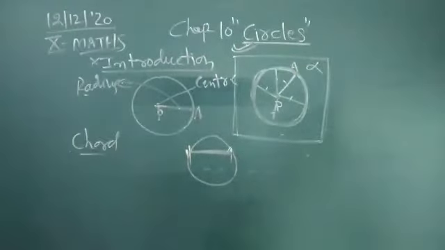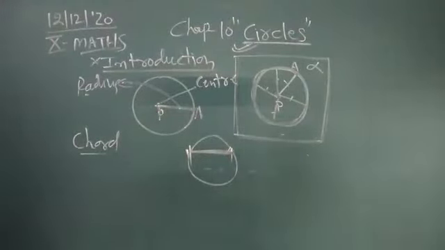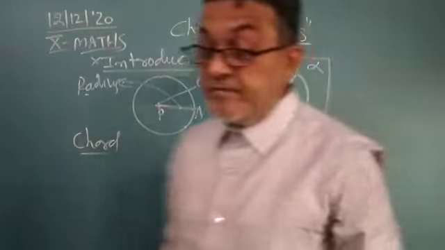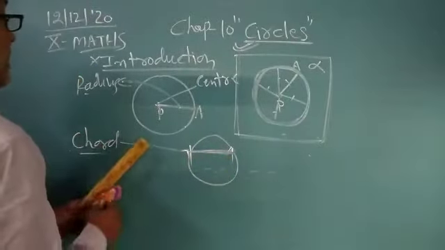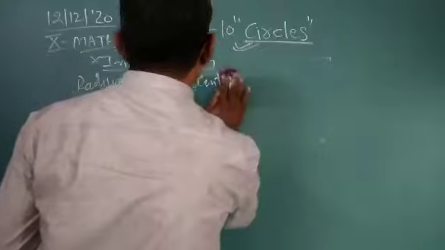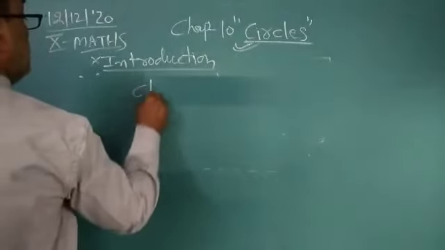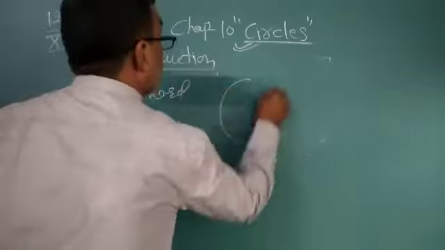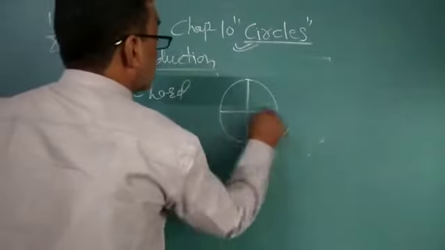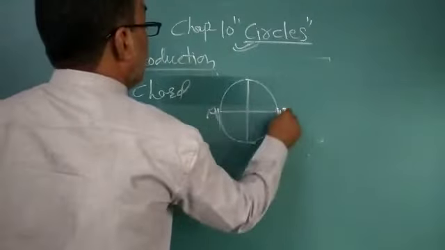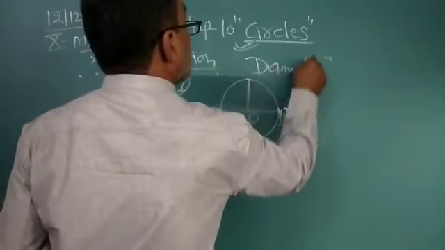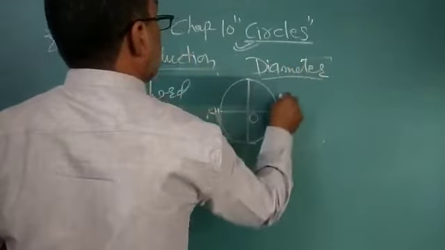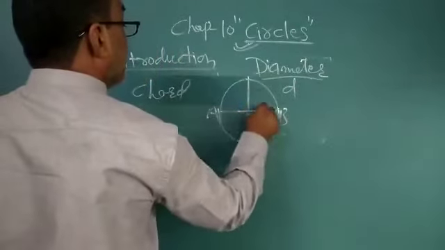So we have the radius, diameter and chord of the circle. A line segment whose both ends lie on the circle is known as a chord. And the biggest chord, the one with the highest length, which passes through the center, is known as the diameter. Symbolically it is D, from center to the circle, twice the radius.